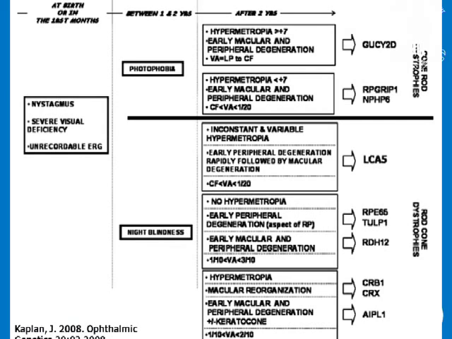This just gives you a broad classification of phenotypes based on different gene mutations. So there's a guanylate cyclase gene, and there's GUCY2D and AIPL1. Patients with mutations in any of these would largely present with photophobia, or these kinds of features. Whereas if they have night blindness, then it's highly likely that the patients have mutations in other genes such as LCA5, RPE65, RDH12, CRB1, and so on.